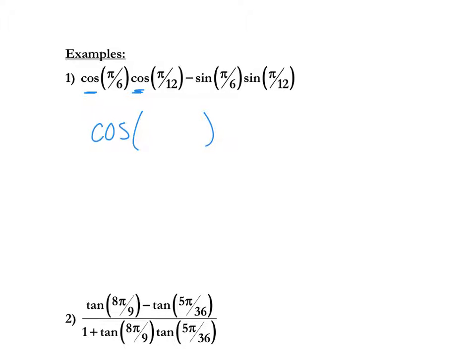Then look at the inside. This is the subtraction sign, and remember that cosine's the opposite, so we put a plus. And then we just have the 2 angles, pi over 6, pi over 12. Let's do some work off to the side so that we can get a common denominator to add these 2 fractions together.